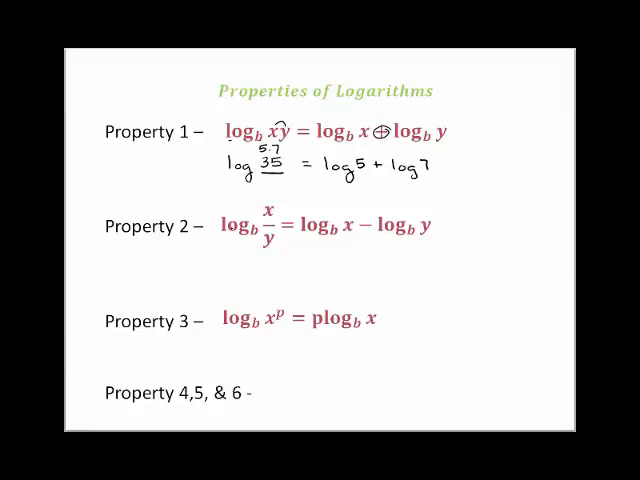Okay, let's go on to property 2 before you get too excited on me. This is a log of a division problem, x divided by y. Now how does that break down? Log of x minus log of y. So when we're dividing, we subtract the numbers. Again, when we're multiplying, we add the numbers. Dividing, we subtract the numbers.